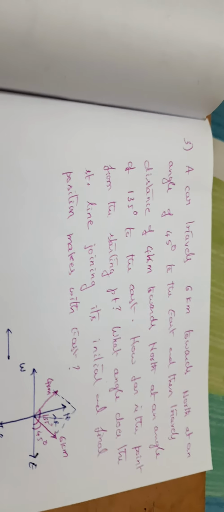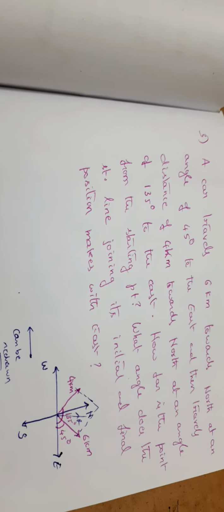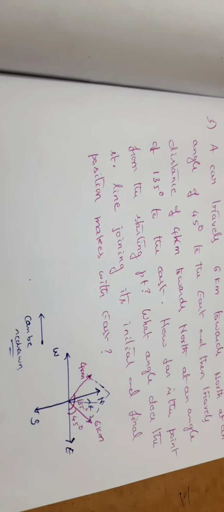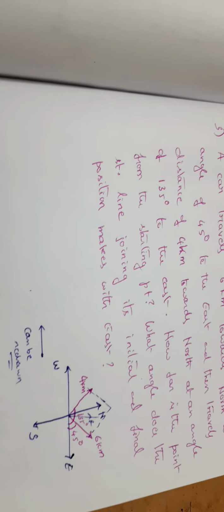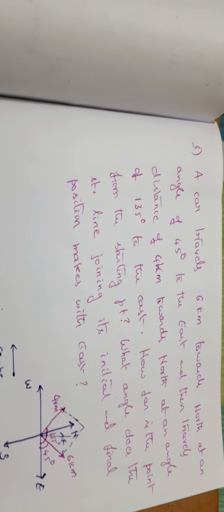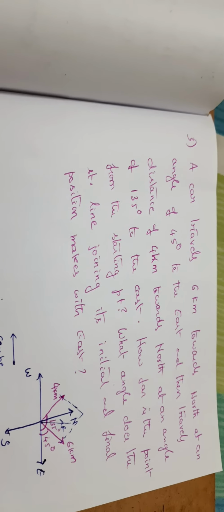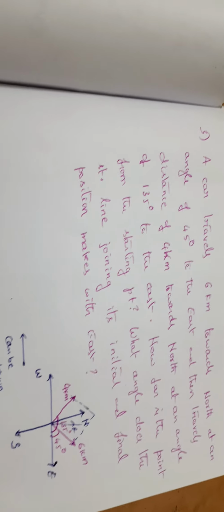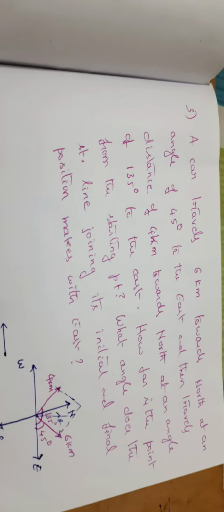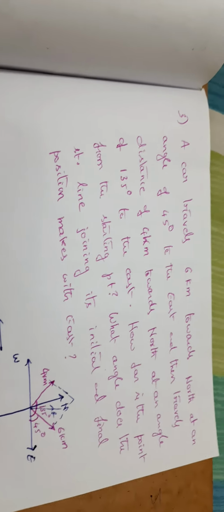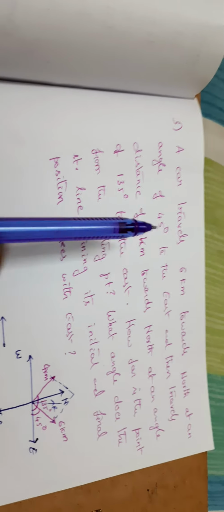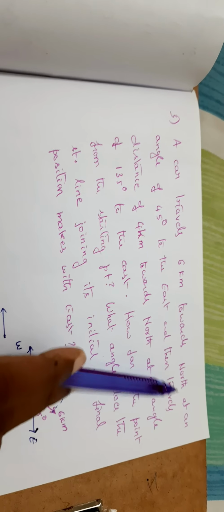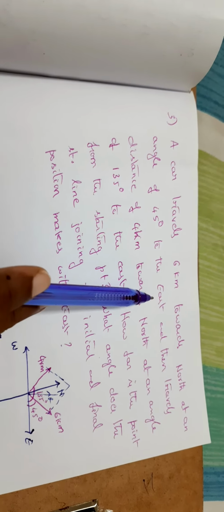I am going to do this in two methods. Why am I going to do it in two methods? Because in your advanced, the questions may come where multiple options might be correct. That means more than one option is right. So under such conditions, how to do the problem is what I am going to show here. A car travels 6 kilometers towards north at an angle of 45 to the east.